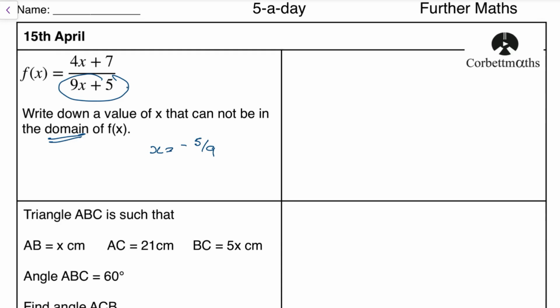And that is because that makes the denominator equal to 0, which means the function can't work, which means it's an asymptote. So therefore the domain can be all values not including minus 5 over 9. Very specifically, by the way, it says which number can't be in, so therefore that's going to be my answer. Next question.